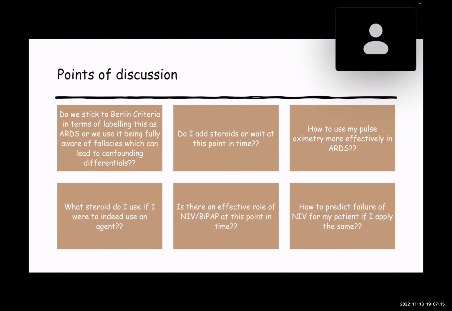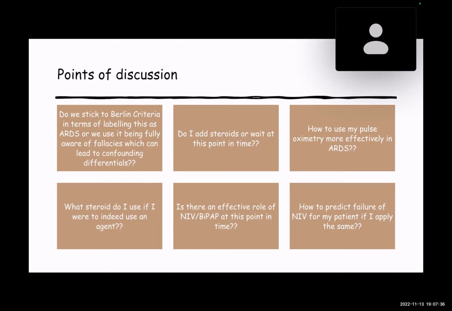Okay, sir. So the next point of discussion is, do I add steroid or wait at this point in time? We had already spoken about this, but if you want to elaborate it further. No, I think steroid discussed. So please, NIV, you want to say something about NIV? Slide on NIV. Yes, sir.